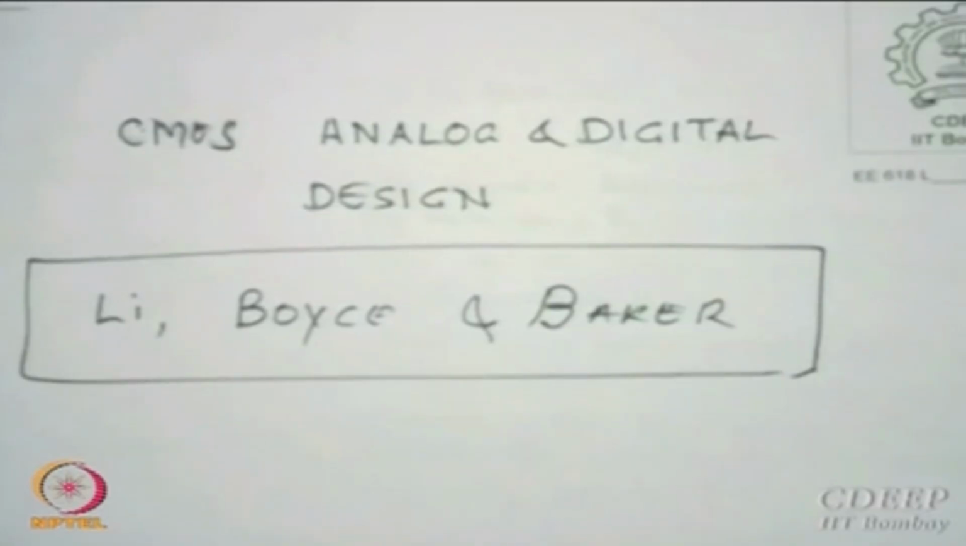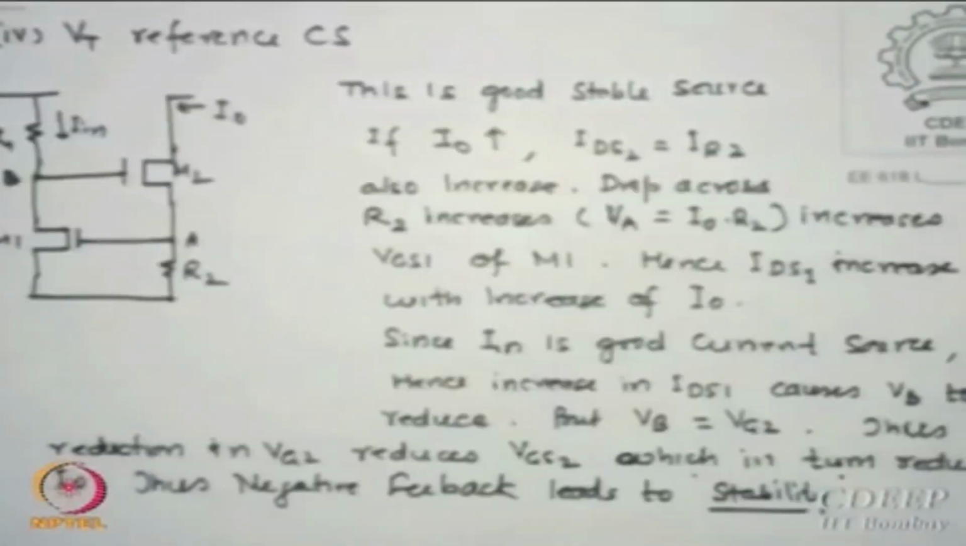The values given are essentially for very old technology, 5 microns, but that does not matter, because the principle behind it we can utilize for any technology node later. So I will start with another reference, the threshold reference, which is called the VT reference current source.